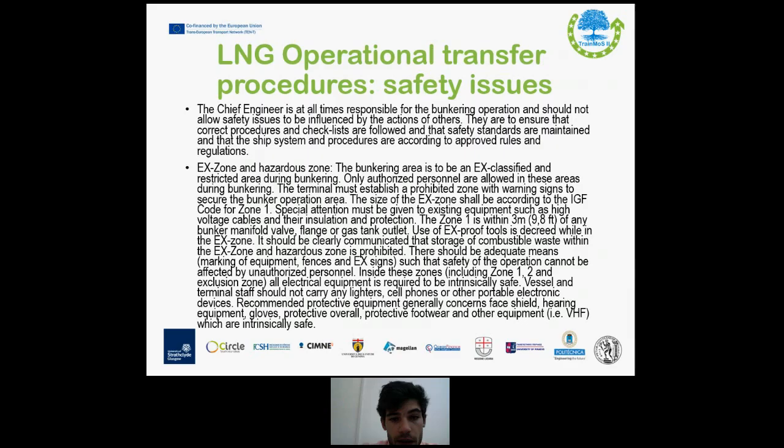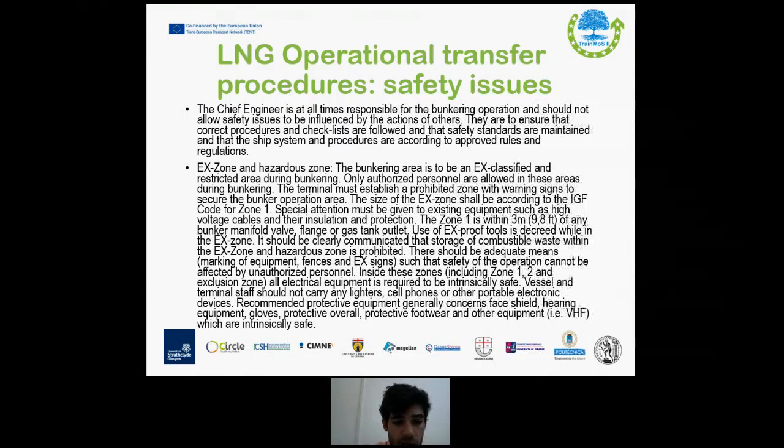Now, with regard to some safety issues concerning the operational transfer procedures of LNG, we should know that the chief engineer is at all times responsible for the bunkering operation and should not allow safety issues to be influenced by the actions of others. They are to ensure that the correct procedures and checklists are followed, that safety standards are maintained, and that the ship system and procedures are according to approved rules and regulations.